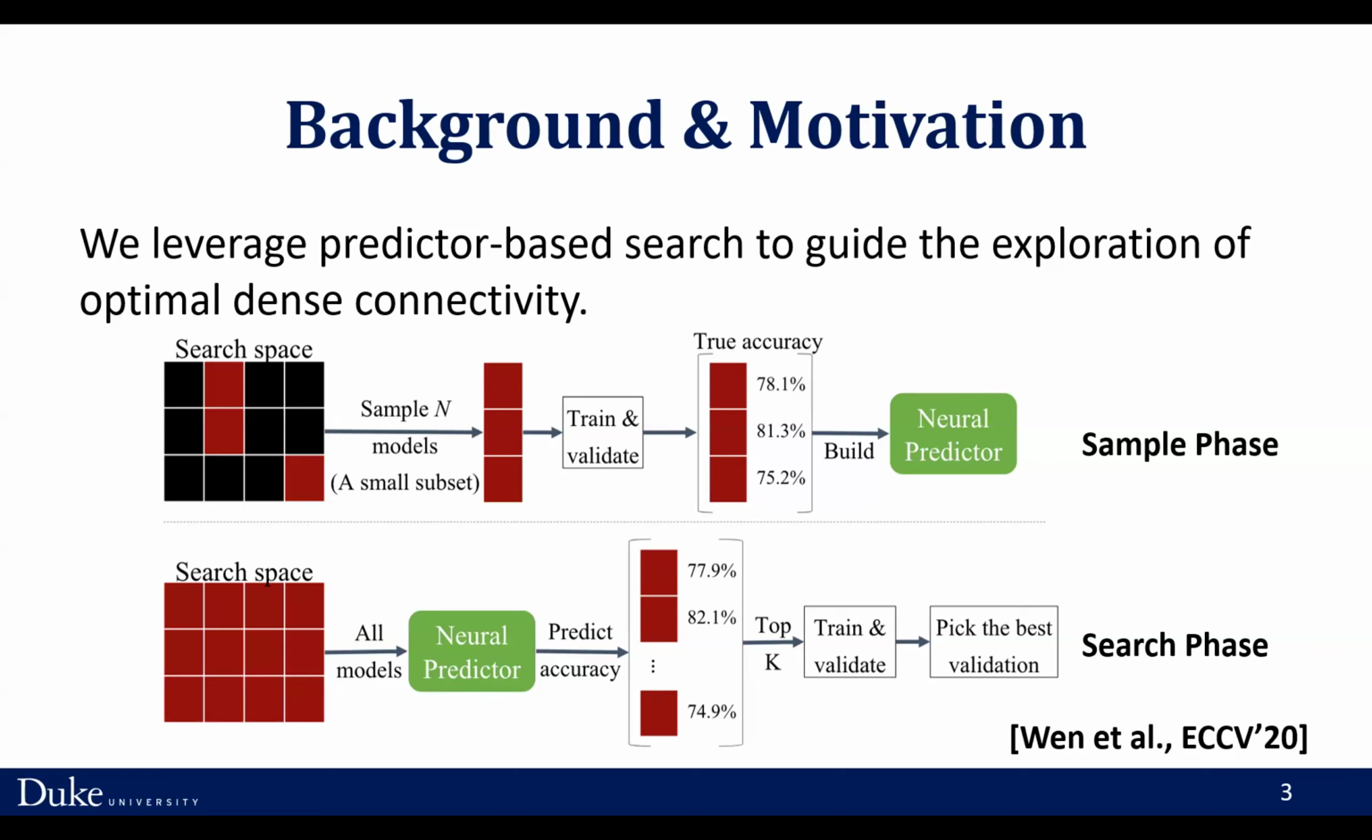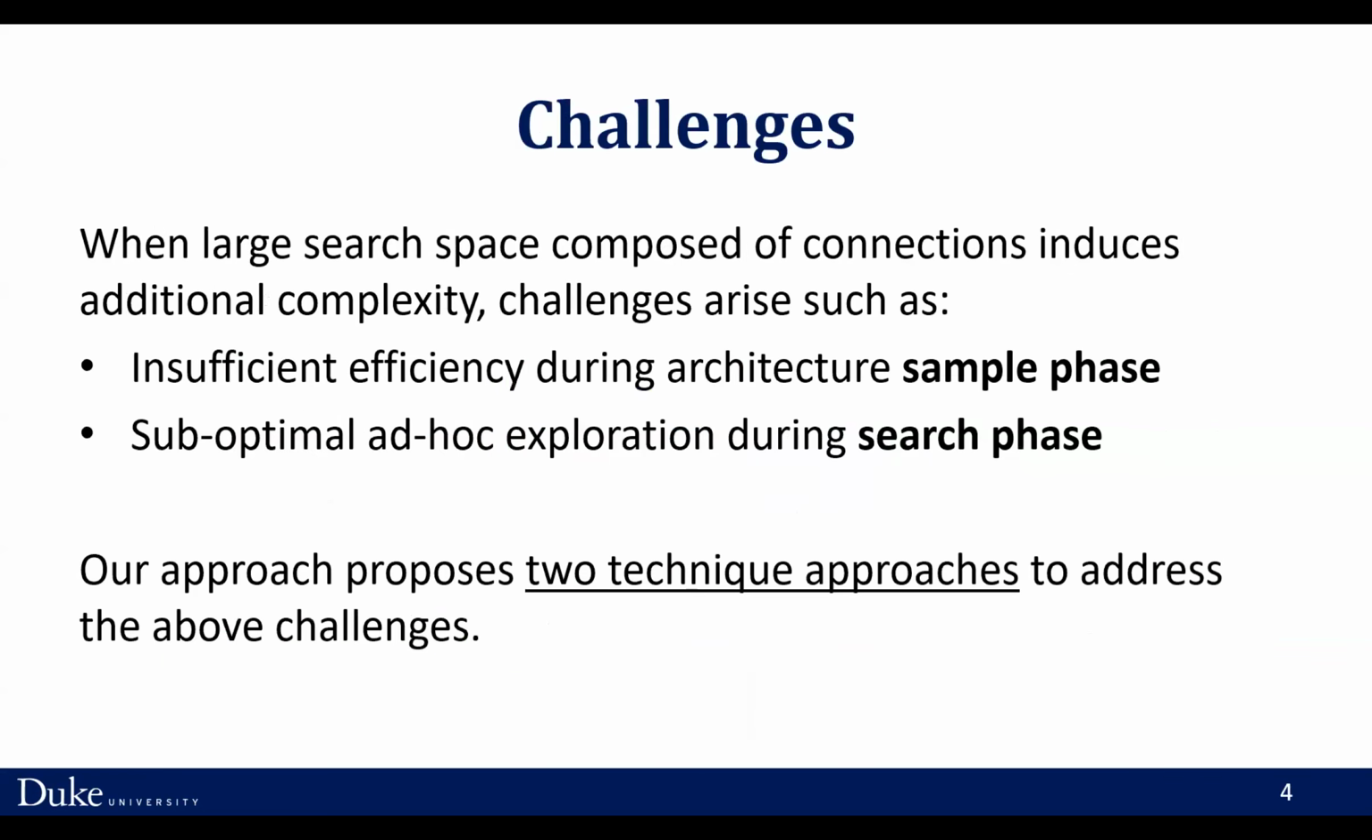So there are actually two phases. The first phase is a sample phase, and the second phase is a search phase. However, within these two phases, there are a few challenges in predictor-based search mechanisms. The first challenge is the insufficient efficiency when we grab architecture-performance pairs to train a predictor, because each time you sample an architecture, you will have to train it either on a proxy or use the full training pipeline.